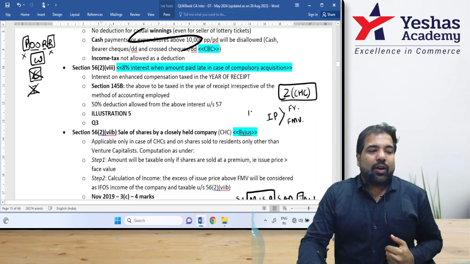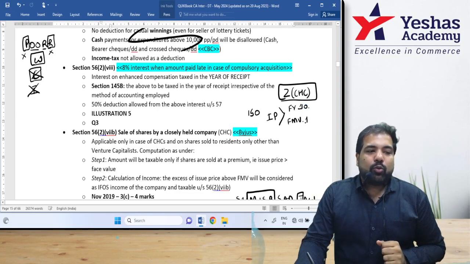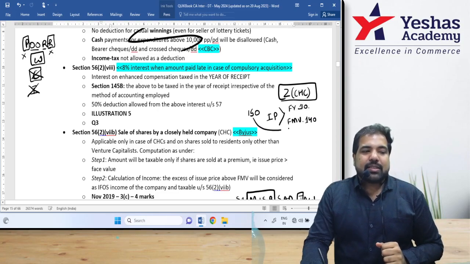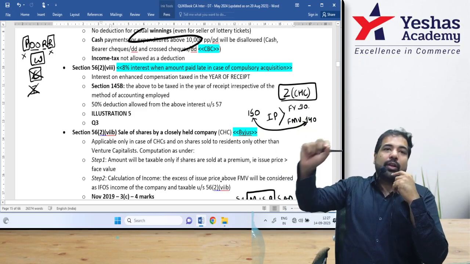Guys, issue price 150, fair market, sorry, face value 10. Is it at a premium? Yes. And fair market value 140. Guys, what is the excess? 10 rupees. That will be taxed in the hands of the company. This could be again in May 2024.